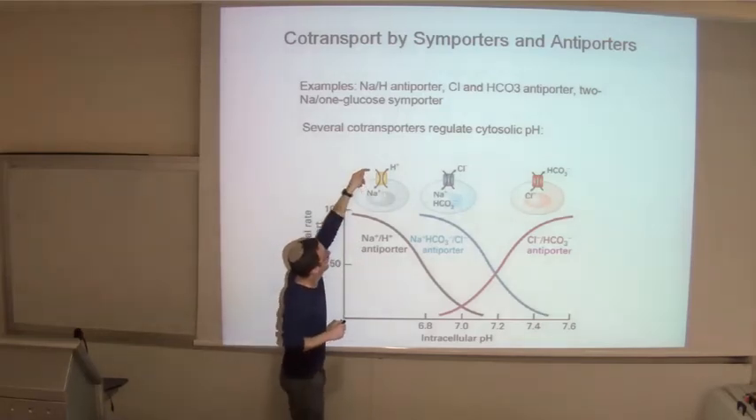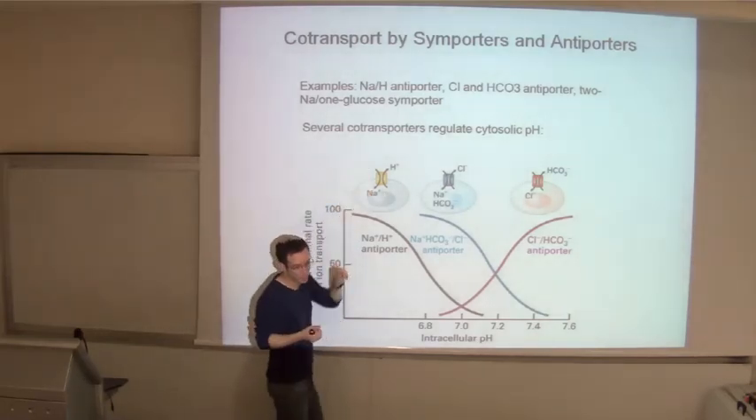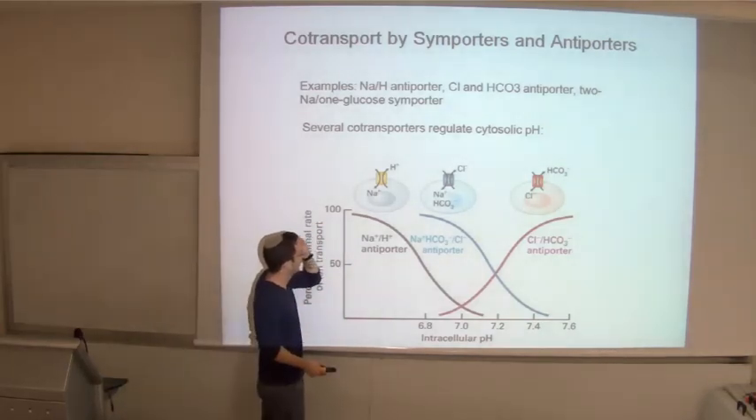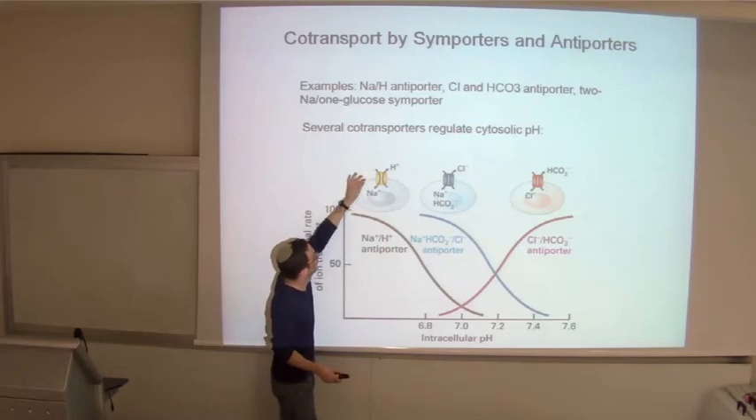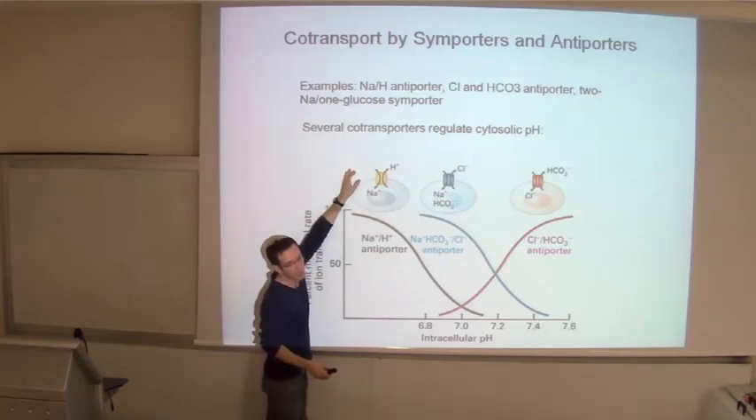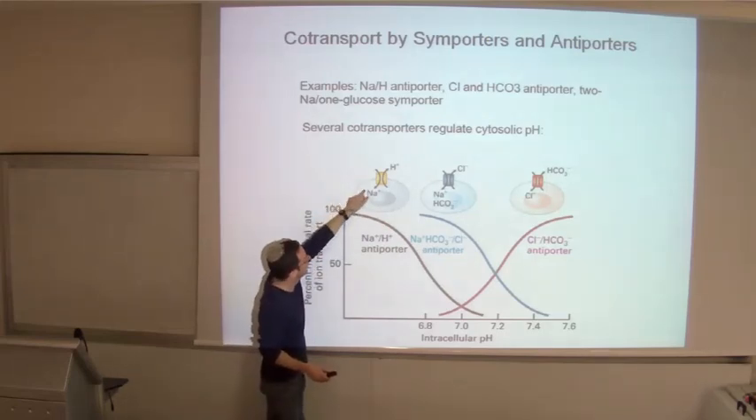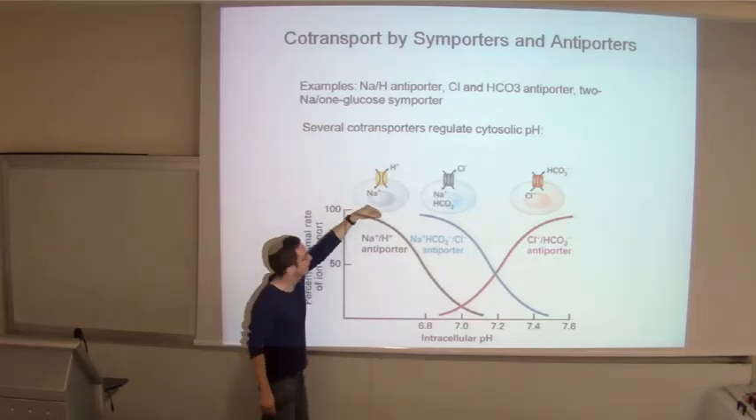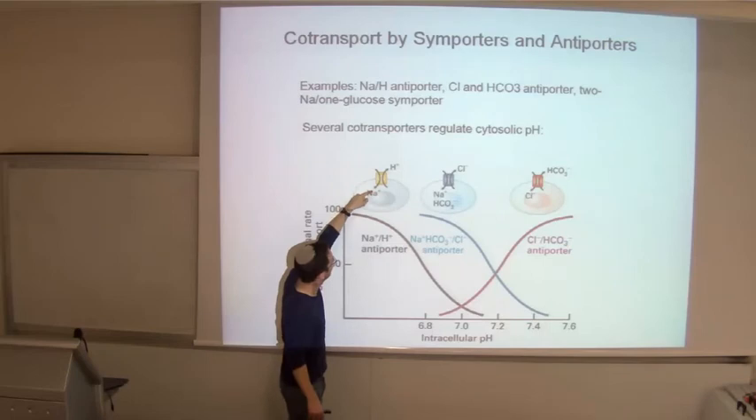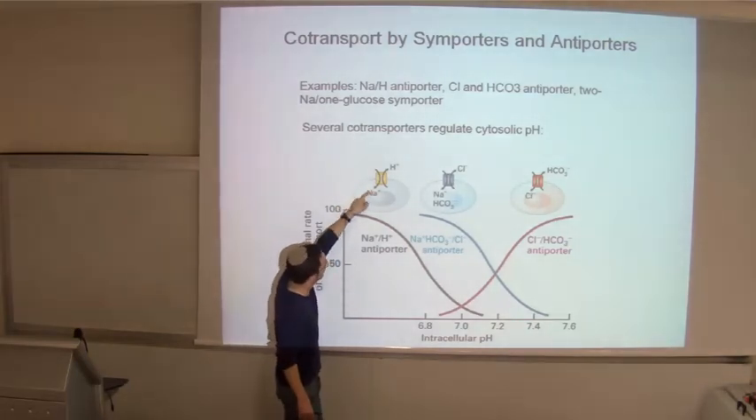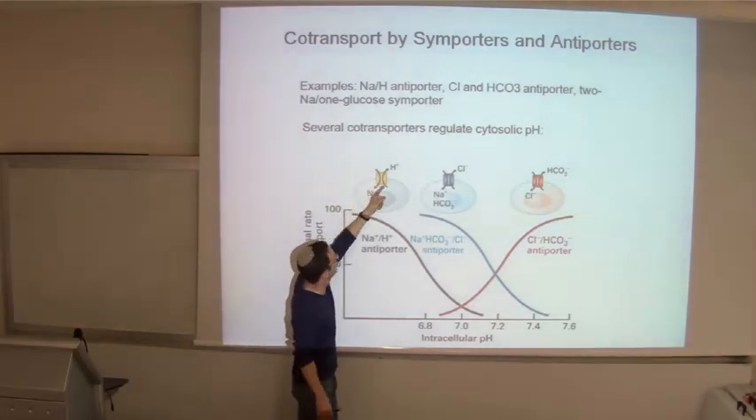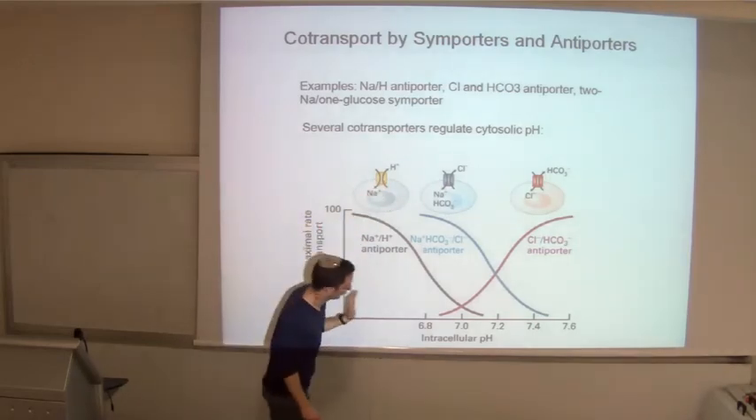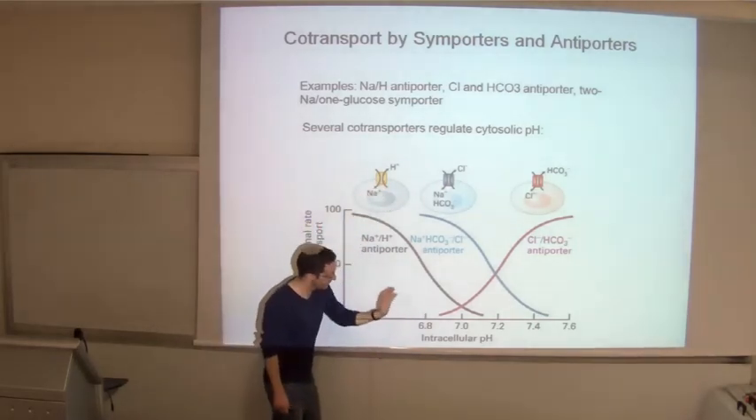It uses the downhill movement of sodium, which is an exothermic process, right? Because sodium is high outside, and also the inside of the cell is negative, so it has all good reasons to go into the cell. So it uses this very high energy that's stored in the sodium chemical gradient to move the hydrogen outside of the cell, to push it towards a more basic environment.